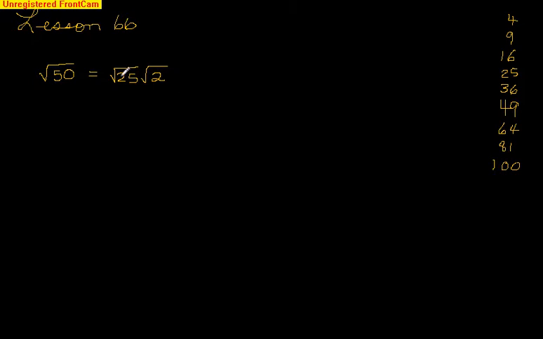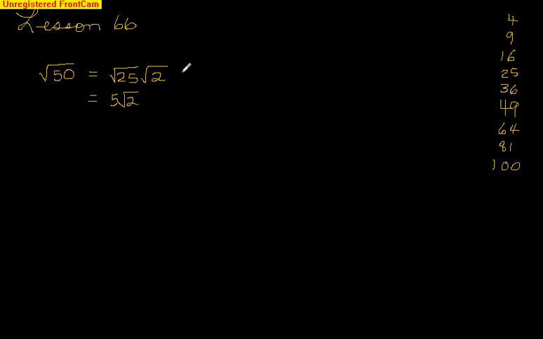So we divide that up, and then we know that the first one should be our perfect square. So square root of 25, or what times what gives us 25, is 5. So we get an answer 5 square root of 2.